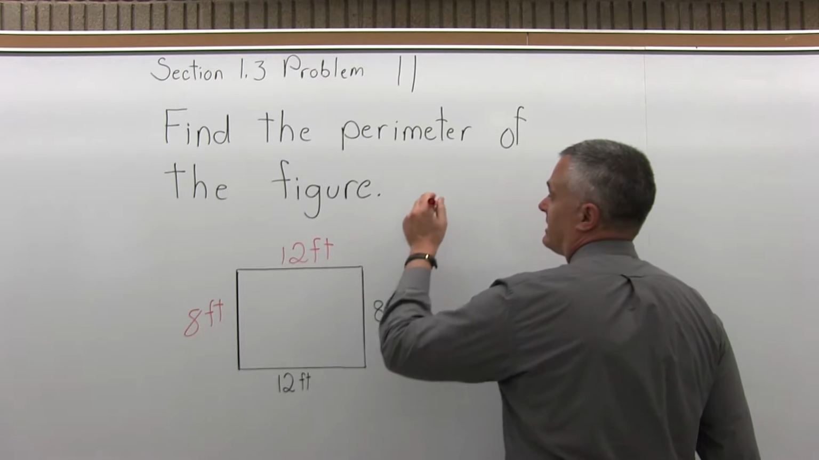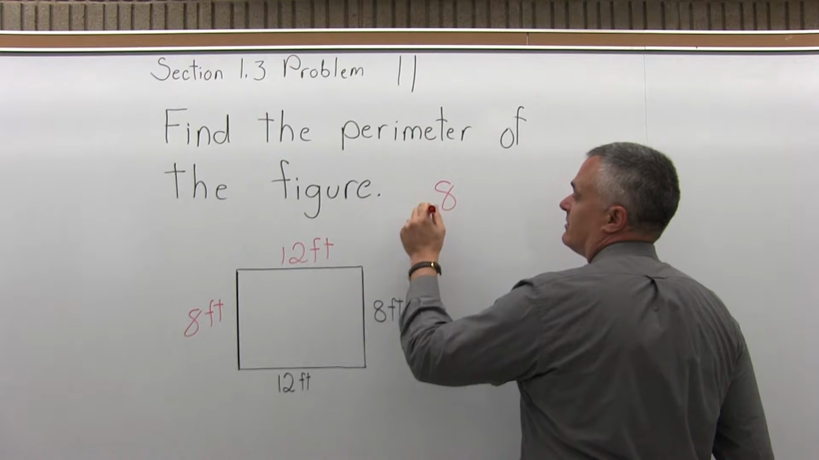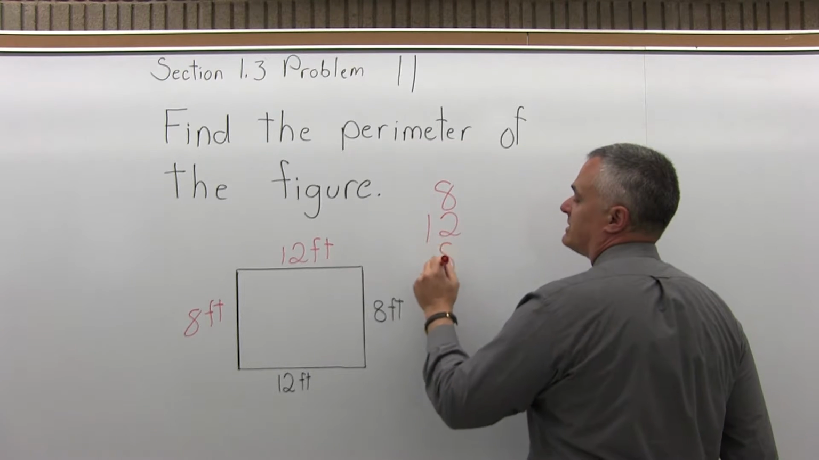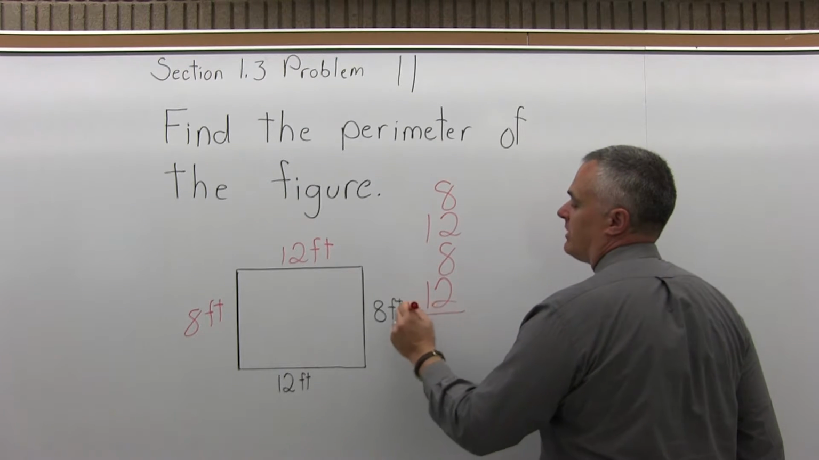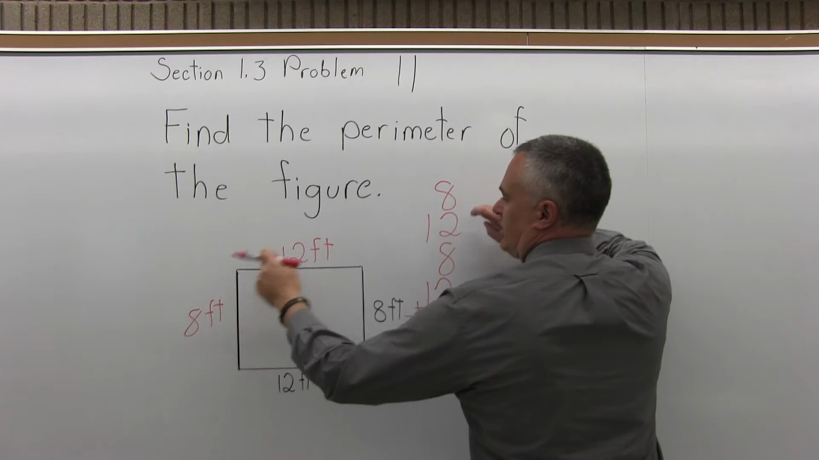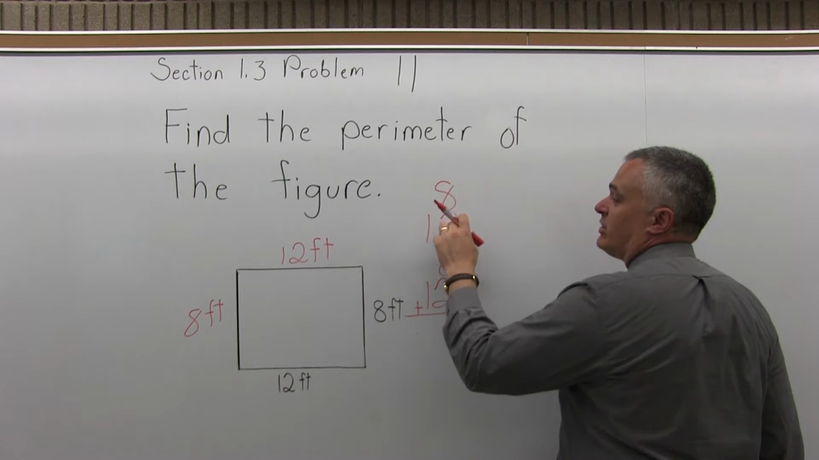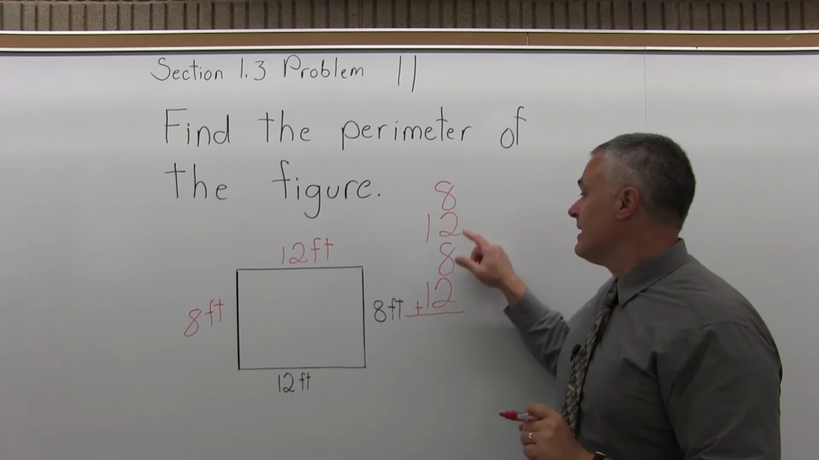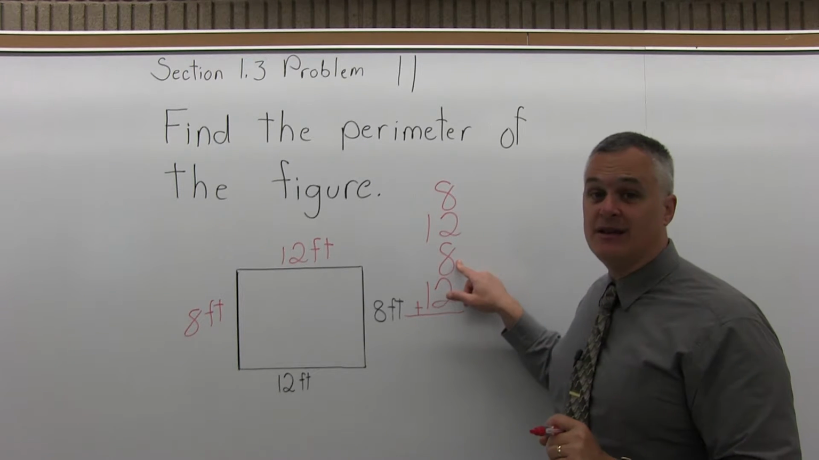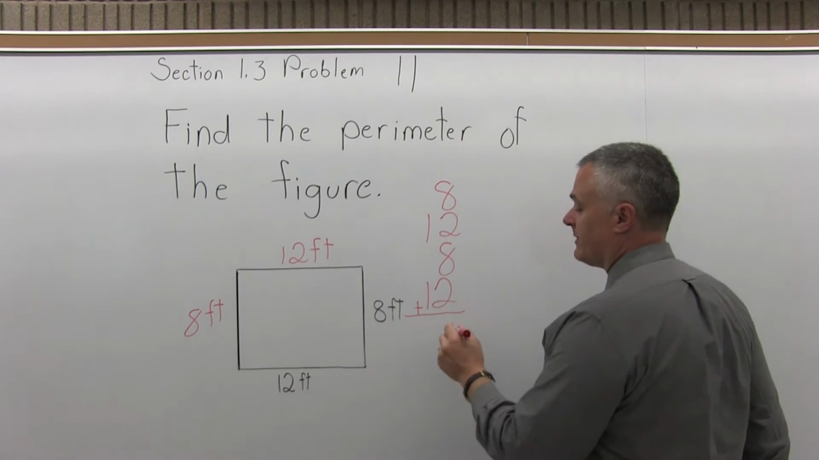So you can start from any side and add 8 plus 12 plus 8 plus 12, right? 8 plus 12 plus 8 plus 12. And now if I add that up, 8 plus 2 is 10. 10 plus 8 is 18. 18 plus 2 is 20.